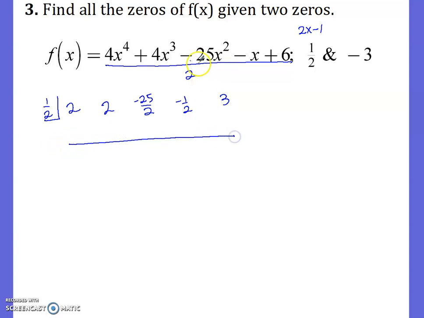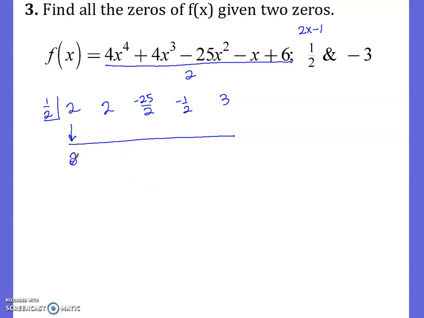Now, when you're finding the zeros, if you forget to divide by 2, your answer is going to end up reducing down, so it's going to work out to give you the same answer. If you're finding the factors and you forget, it's going to give you an answer that's a multiple of what you should have gotten.